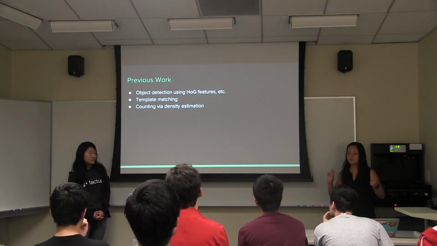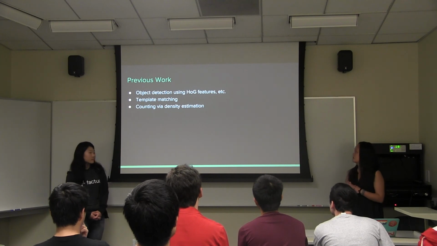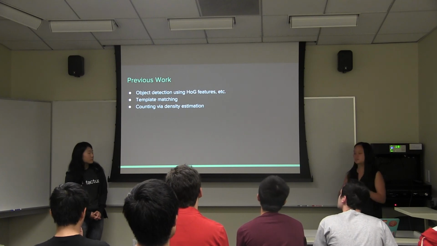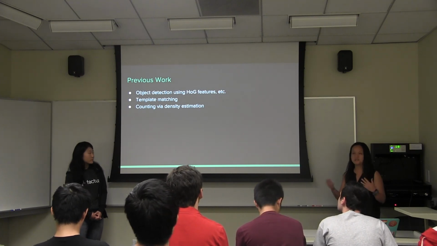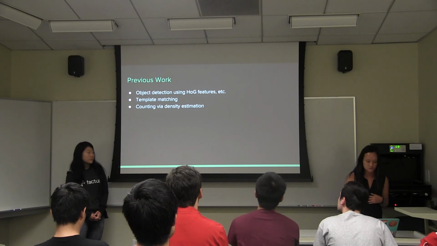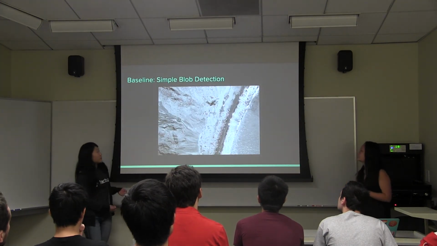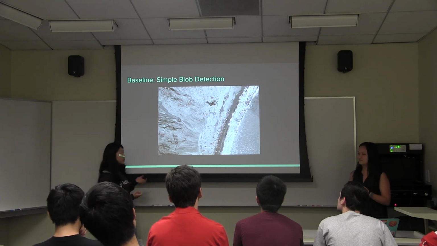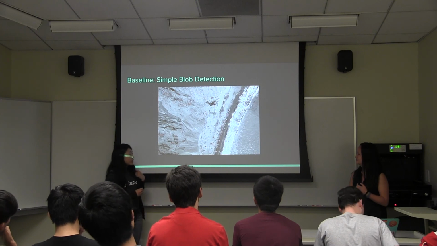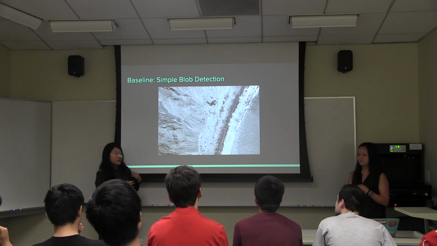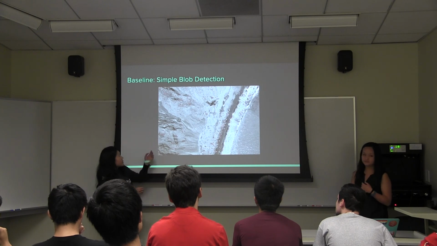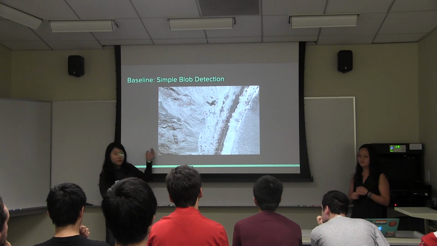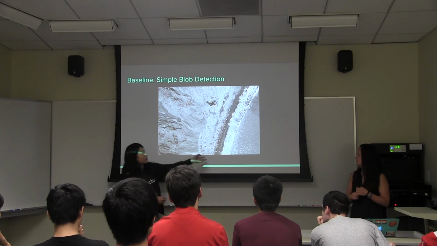There's been no previous effort done for this specific application, and so we looked at various different object detection, template matching, and counting methods, and experimented to see which one would possibly lead to the best results. For a very basic approach, we just did simple blob detection, and the idea is that each sea lion would be a blob, and we looked at changing parameters like the circularity and the inertia, but as you can see, even though it found a lot of the sea lions, there are also a lot of false positives from the grass and in the waves.